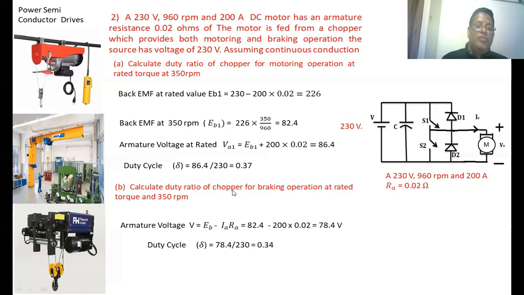Calculate the duty ratio of the chopper for braking operation at rated torque and 350 RPM. We already calculated the back EMF at 350 RPM, that is 82.4. When the same machine is operating in braking operation, the armature voltage is equal to EB minus IA into RA. Substituting all the values, 82.4 minus 200 into 0.02 is 78.4 volts. The duty ratio equals 0.34.